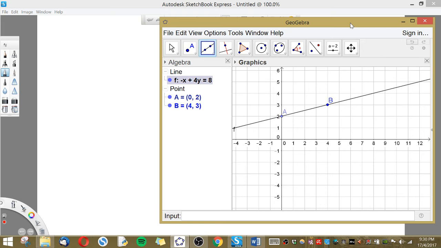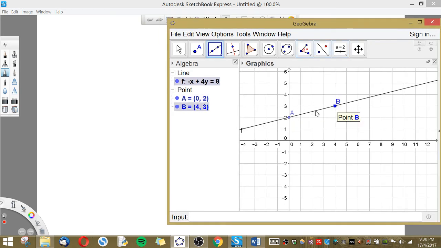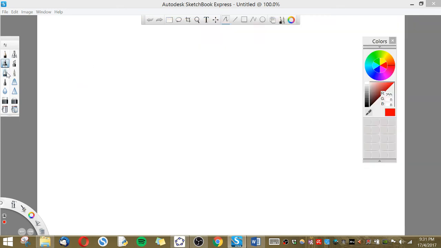I need to know two things about this line first. First, I actually need to know what the y-intercept is. The y-intercept of this line is actually 2.